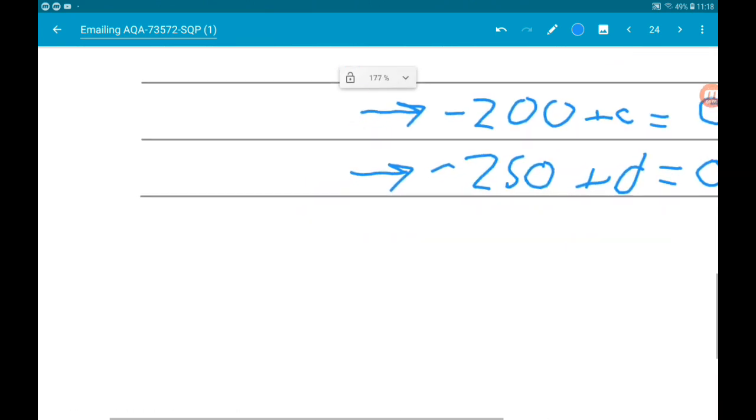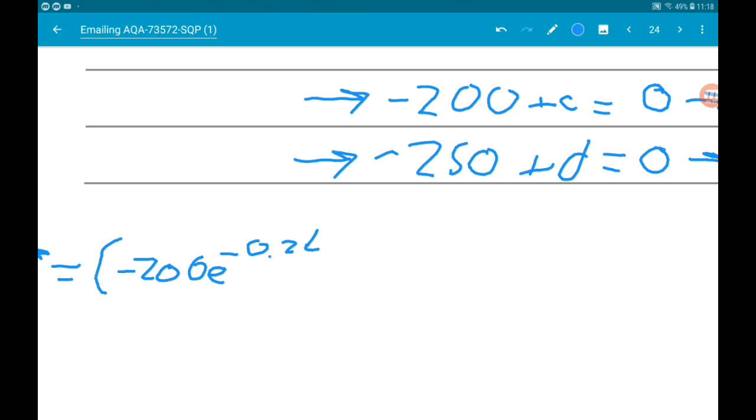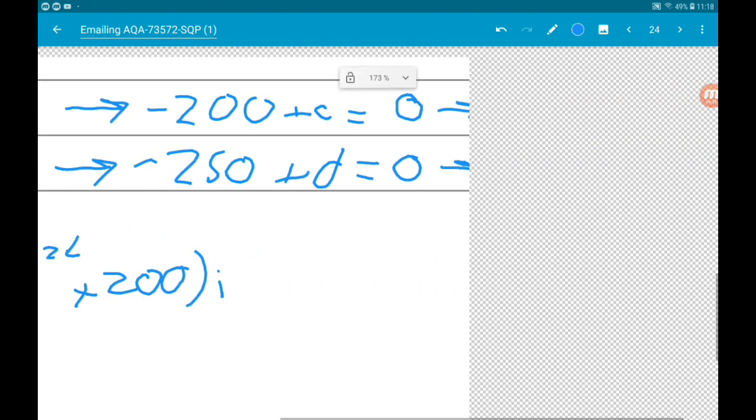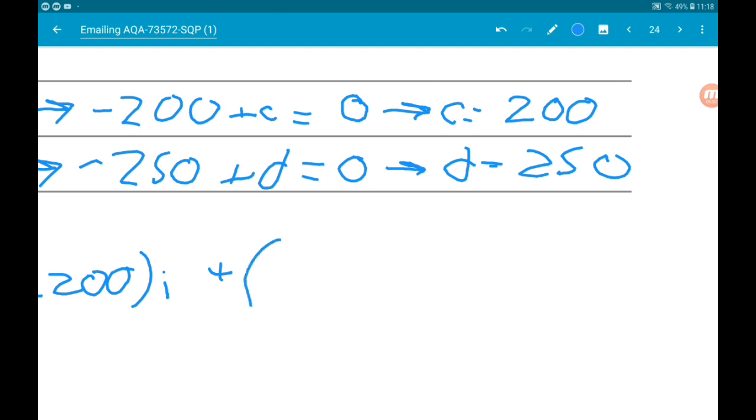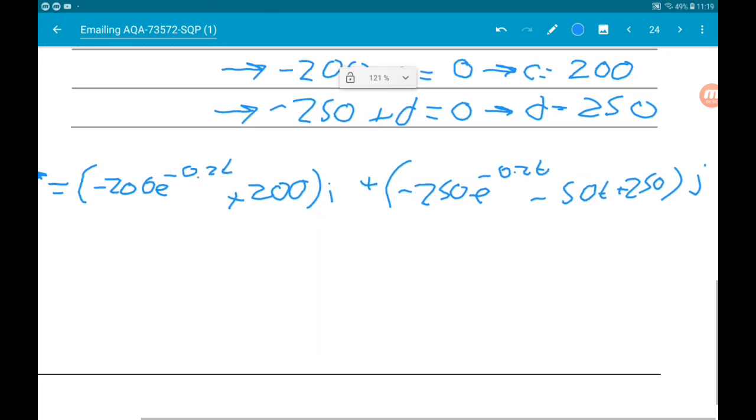So finally, the position vector is equal to (minus 200 e^(-0.2t) add 200) i add (minus 250 e^(-0.2t) minus 50t add 250) j. Cool. All done.